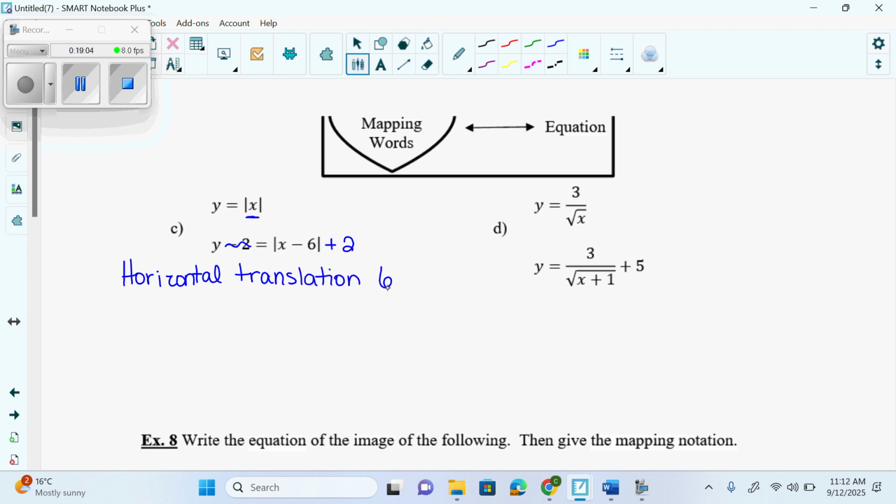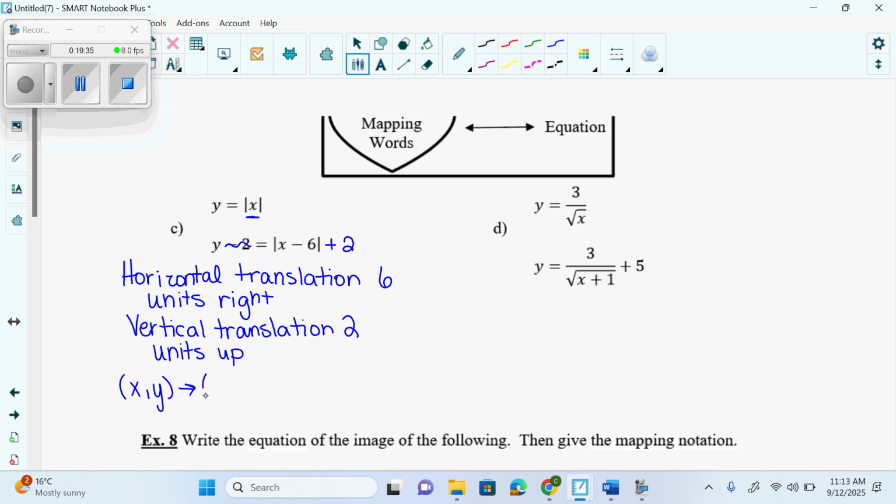We're going from equation to word, so it's going to switch. Horizontal translation, 6 units what? Right. Y's never change, so it's a vertical translation, 2 units up. And so my mapping will be xy becomes 6 right, so I'm going to go x plus 6. 2 up, I'm going to go y plus 2. So you do as you say.